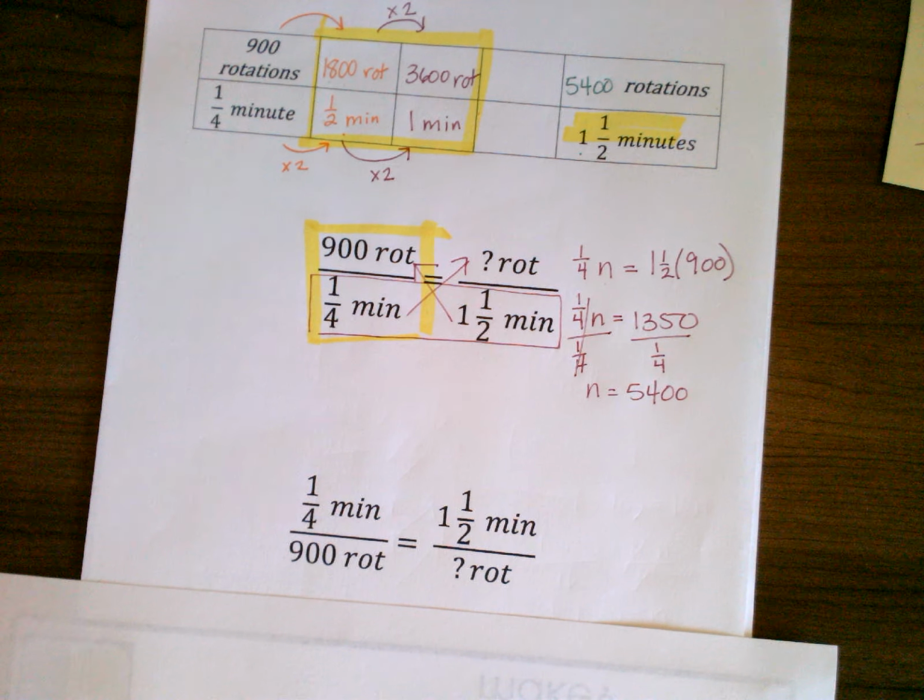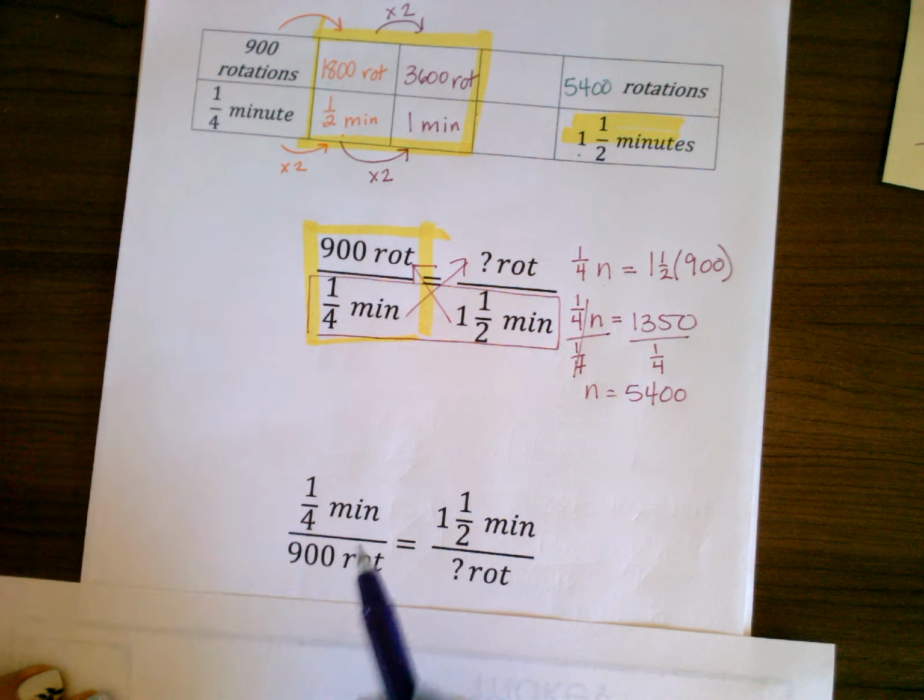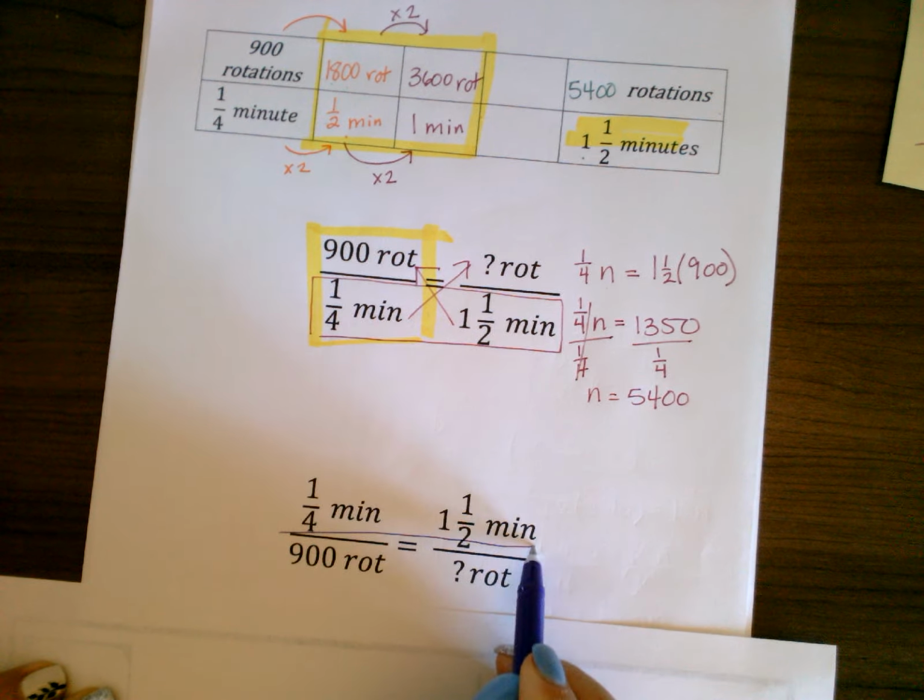Remember, when you work with proportions, you can set it up really however you would like. I will keep my units the same in the denominator or the numerator. I have to keep my units the same in the denominator. This was related information, and we will use cross products. 1.5 times 900 equals 1/4 times x.